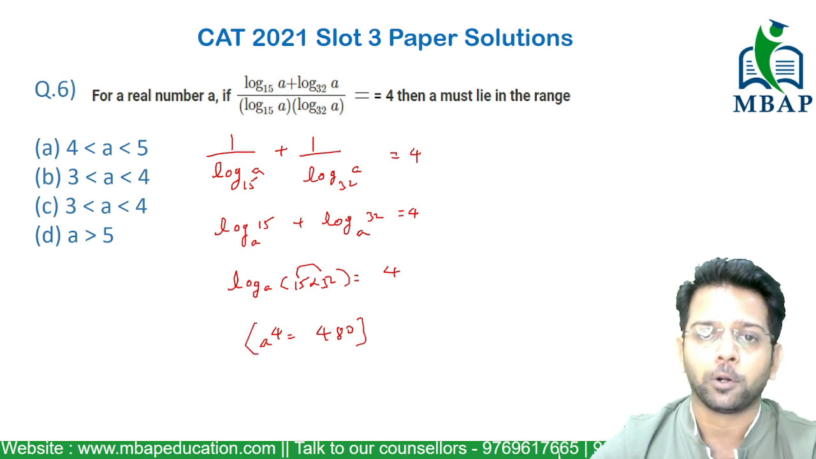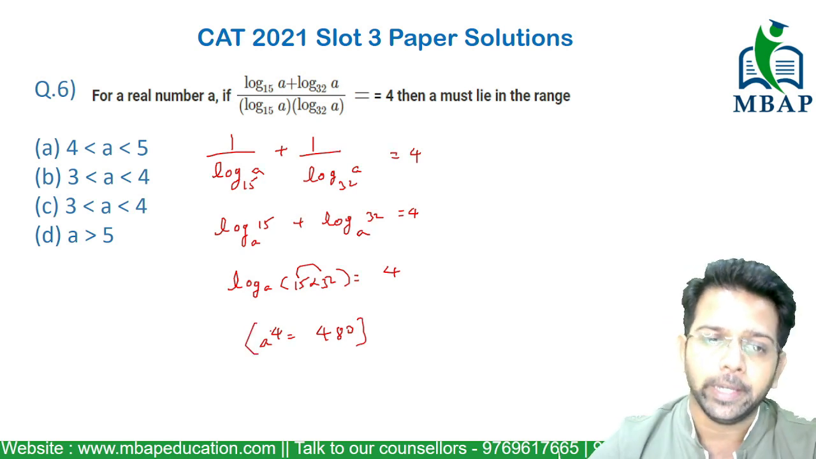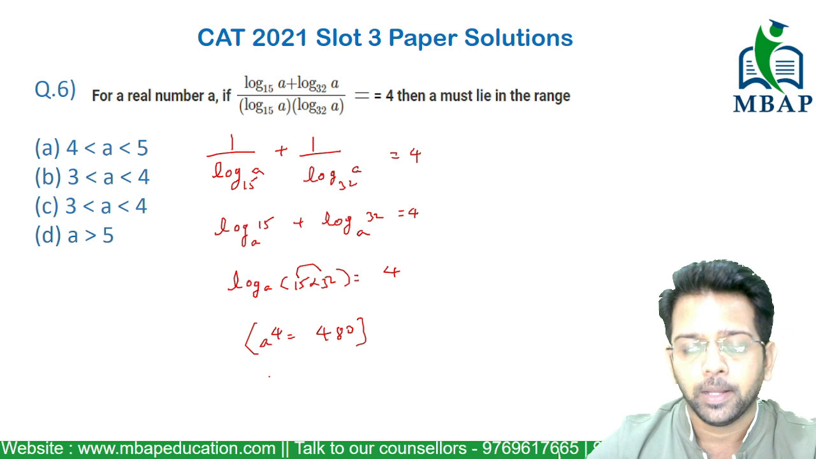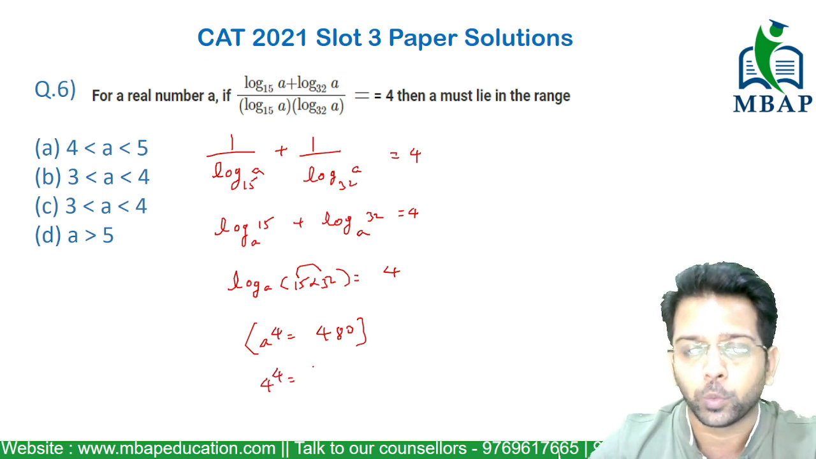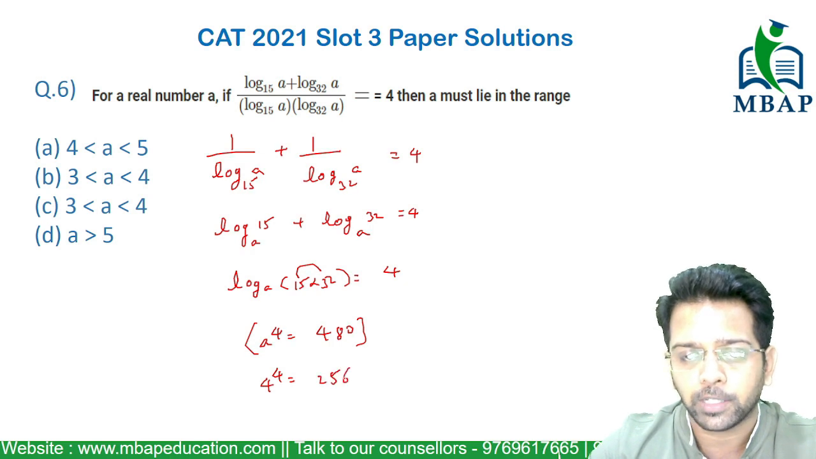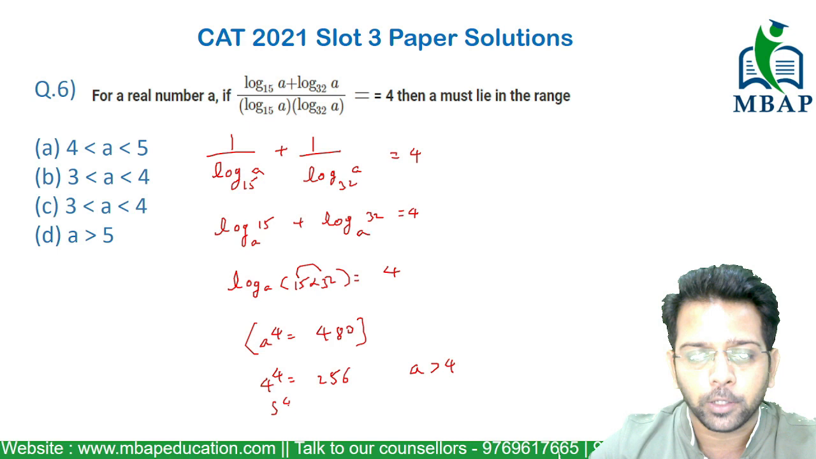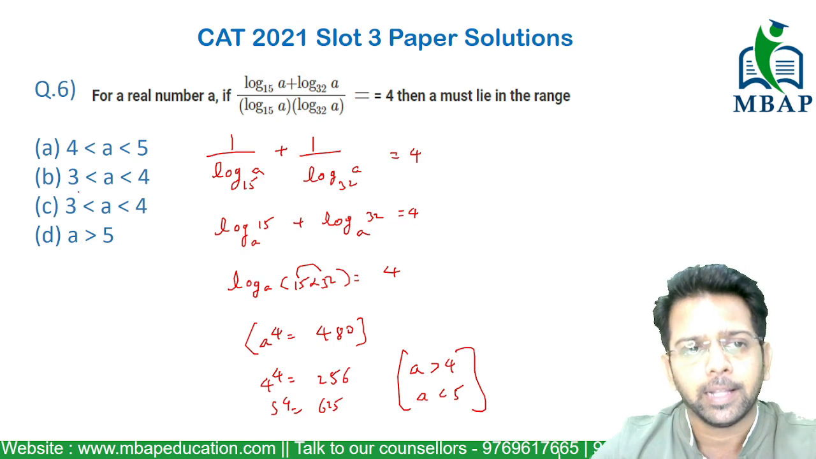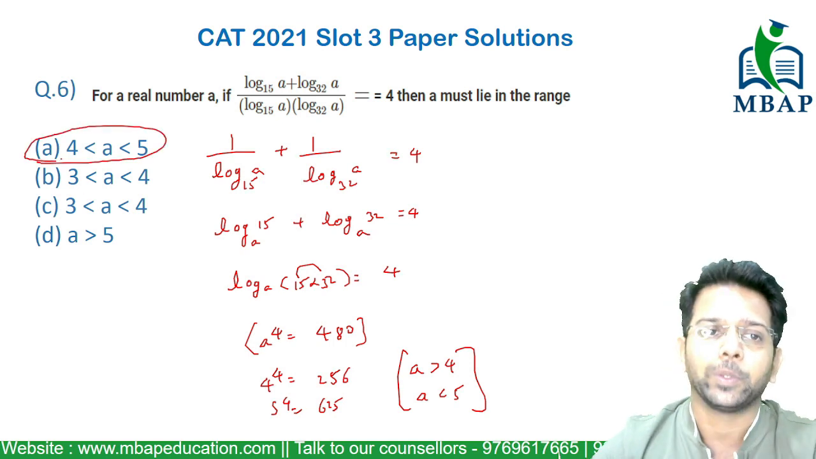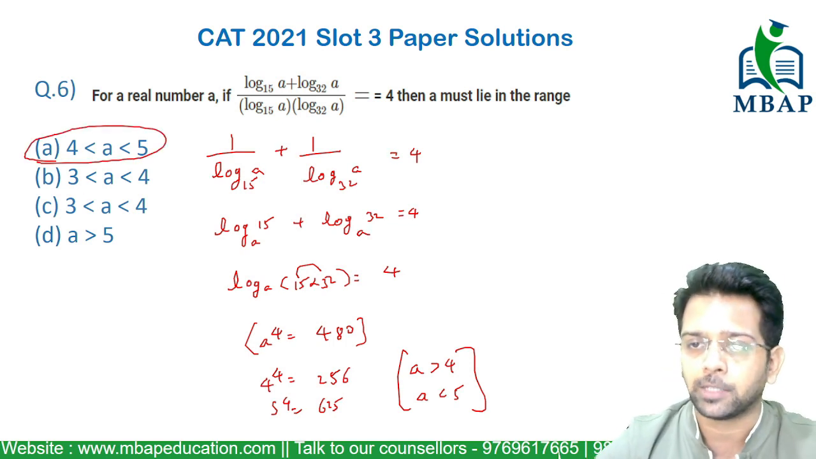And the question is only about finding the range of a. Now a raised to 4 is 480, and let's assume in this way, if a is 4, 4 raised to 4 will be 2 raised to 8, which is equal to 256. So a is definitely more than 4, and 5 raised to 4 will be 625. So a is definitely less than 5. So the range of a seems to be option number A, which is between 4 and 5, and that becomes my answer for this simple question.